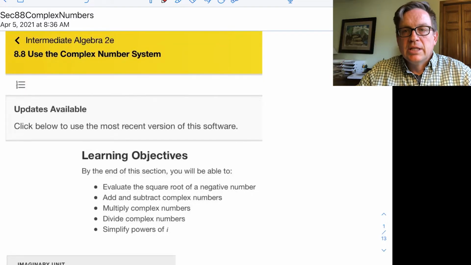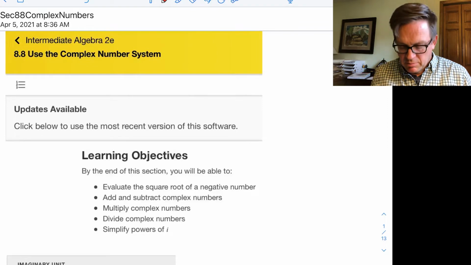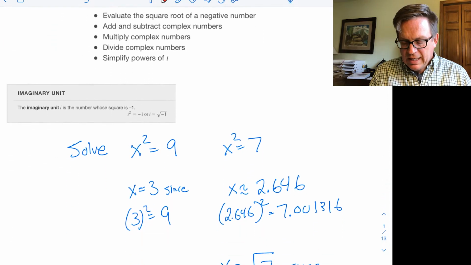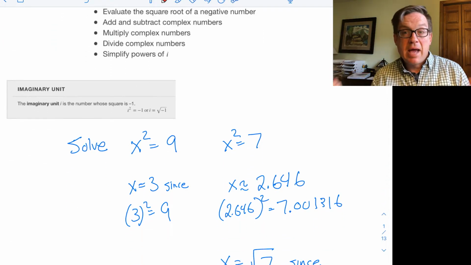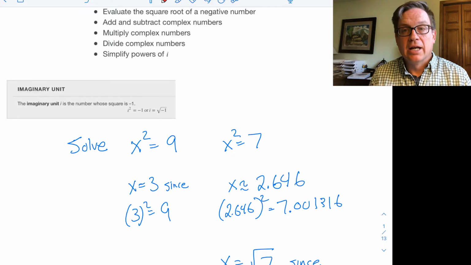Here's a video explaining section 8.8 with complex numbers. And what we're going to do is we're going to need an imaginary number, i, and I'll show you why we need that, why mathematicians like to have that, and what it's used for, and that makes complex numbers.